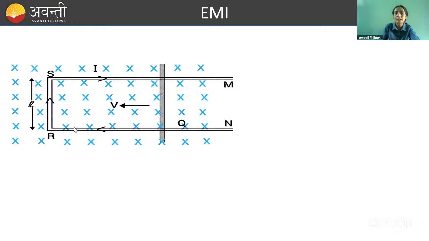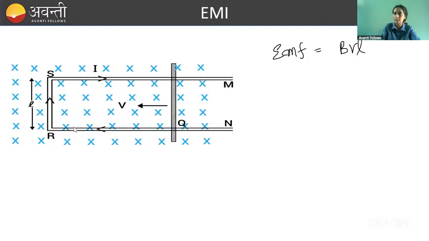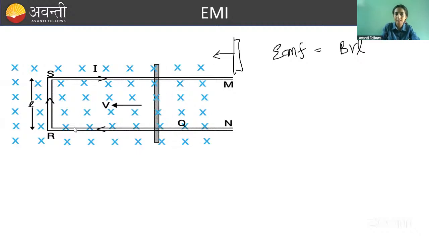So what can happen? Since this rod is a moving rod, and the magnetic field is also perpendicular to the plane of the rod, EMF will get generated. Okay? So what will be the value of EMF? You will directly write BVL. No problem. Now what will be the direction of this EMF? So this rod is like this. It is moving in this direction.